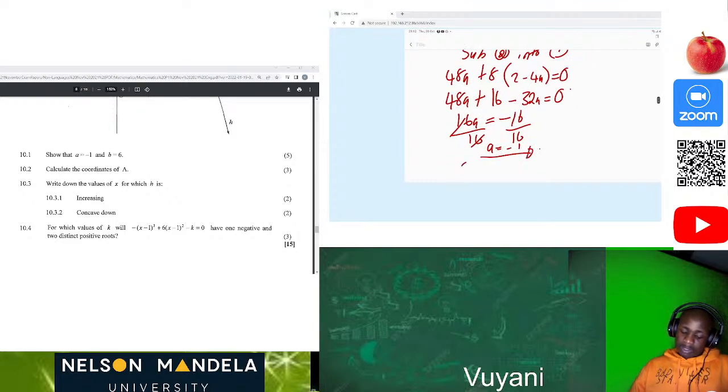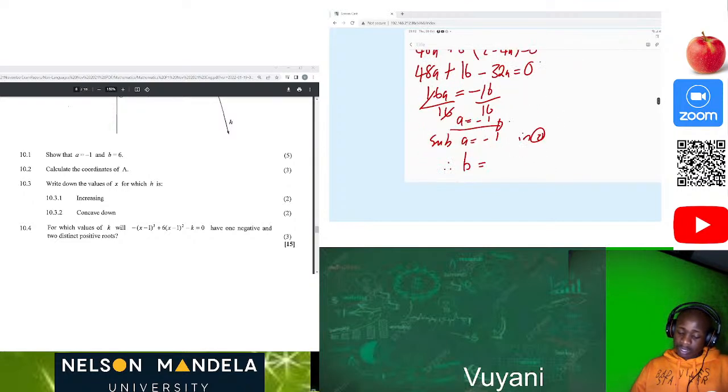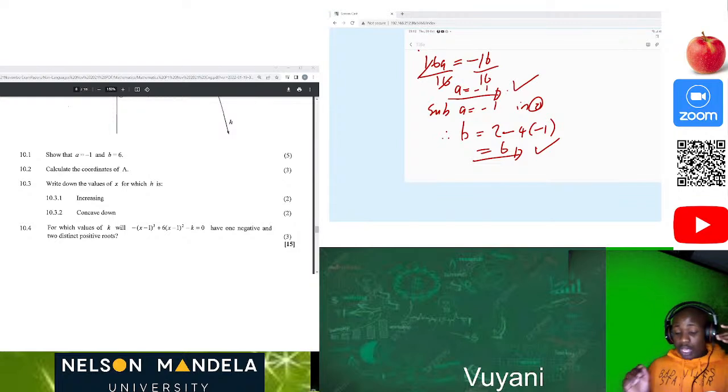Then now substitute a equal to negative 1 in equation 2 so that you get the value of b. Therefore b will be equal to, we said it's 2 minus 4a, so it's 2 minus 4 multiplied by negative 1. Then we get our value of b to be positive 6. The question was saying, show that a will be equal to negative 1 and b is equal to 6. So we were able to show that.